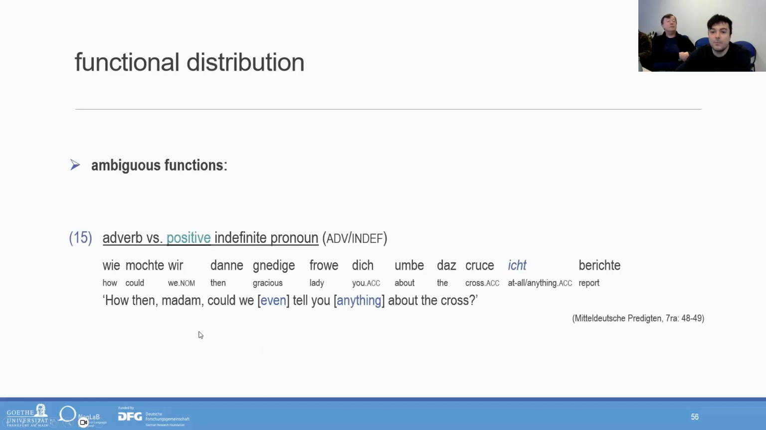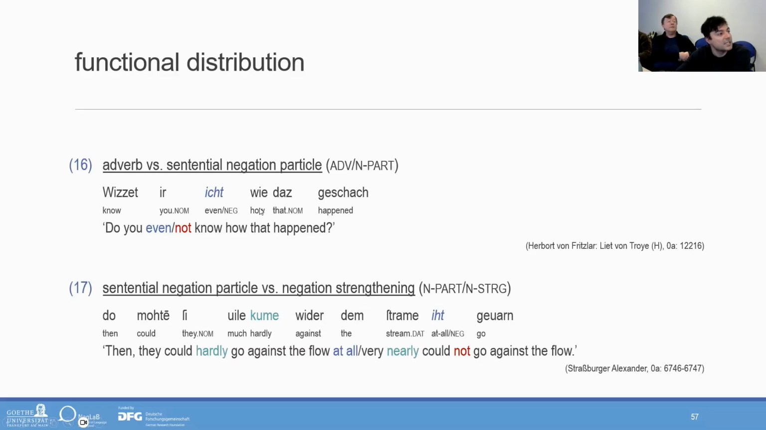But again, here there are some ambiguous cases where you cannot concretely say if it's used as an adverb or indefinite pronoun. One of them we already had. How then, madam, could we even tell you about the cross or tell you anything about the cross? But there are also other ambiguous functions, like in the case of questions where you could have 2 different polarities. It could be interpreted as an adverb, but it could also be interpreted as a negation marker again. Something like, "wisset ihr ich, wie das geschah?" Do you even know how that happened? Or do you not know how that happened?